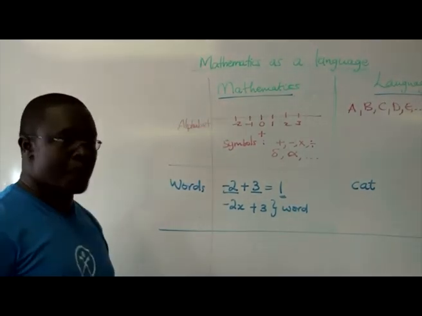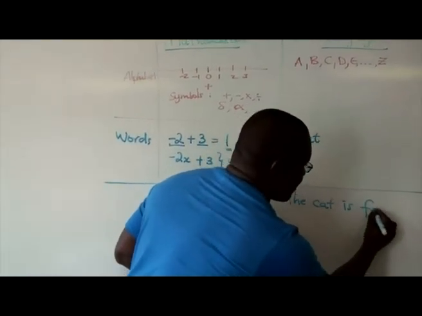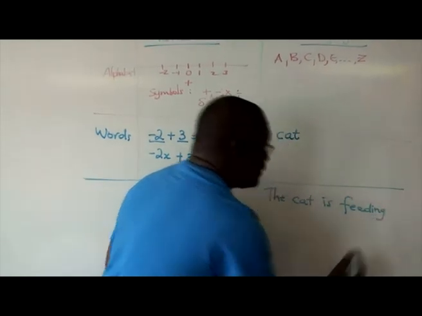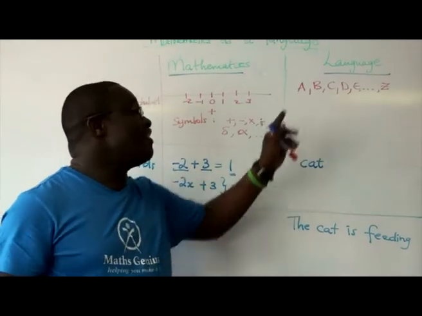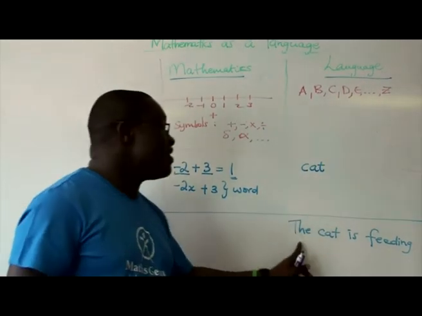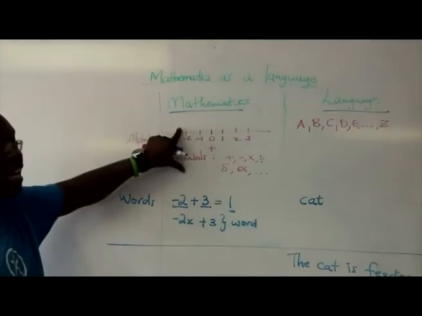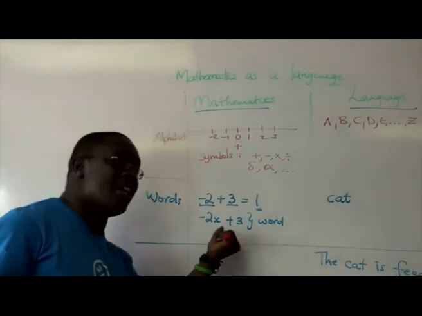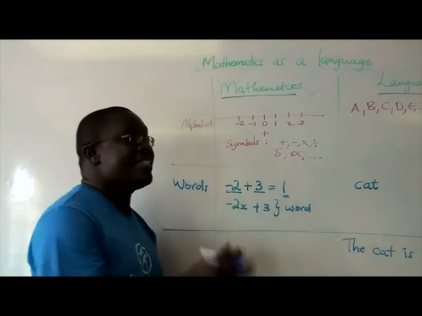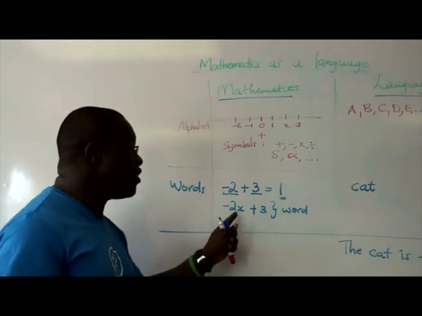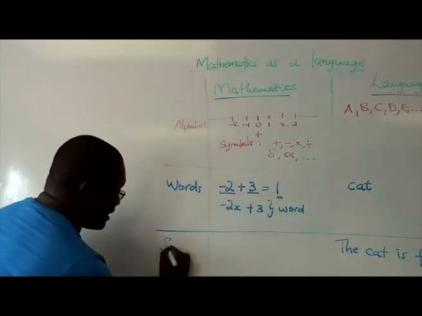For example, the cat is feeding. This is just a combination of letters that have been formed into words, and now they are a sentence, right? Same thing in mathematics. This is the alphabet. You can play around joining, using different operations, the plus, minus, times, divided by, all those operations to come up with words. And then with those words, you can come up with mathematical sentences, right?